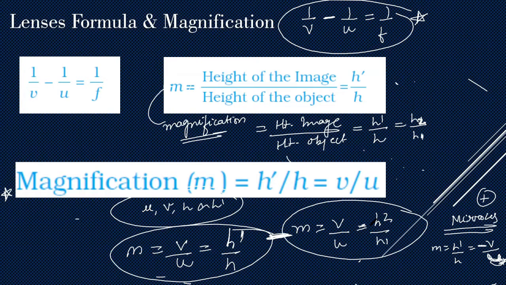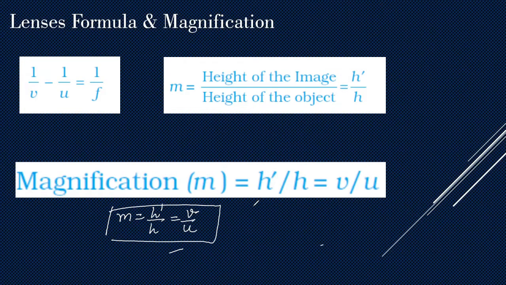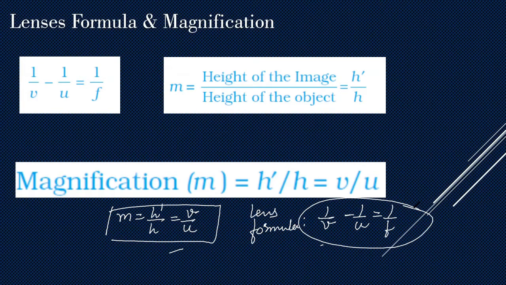So again, I will repeat: magnification h dash upon h equal to v upon u. Very important. Lens formula: 1 upon v minus 1 upon u equal to 1 upon f. Okay, keep this in mind.